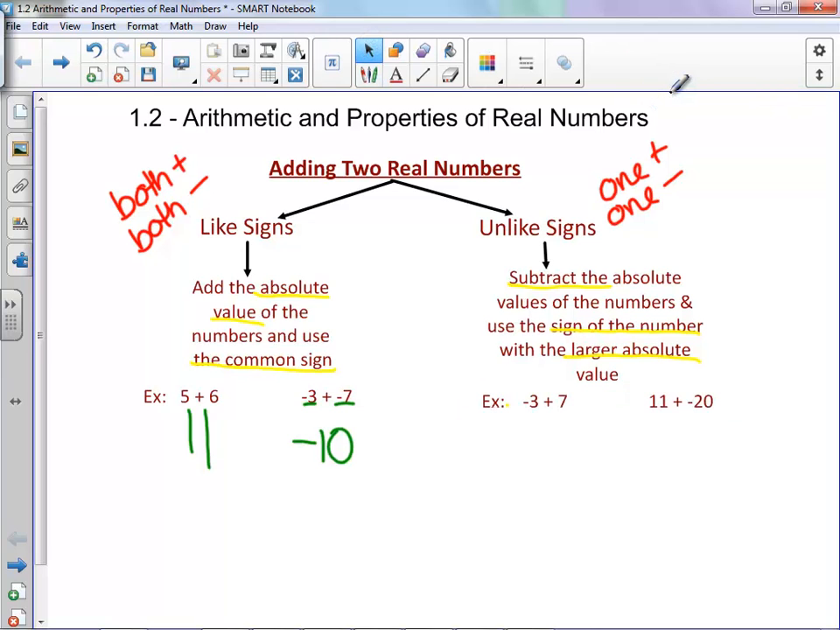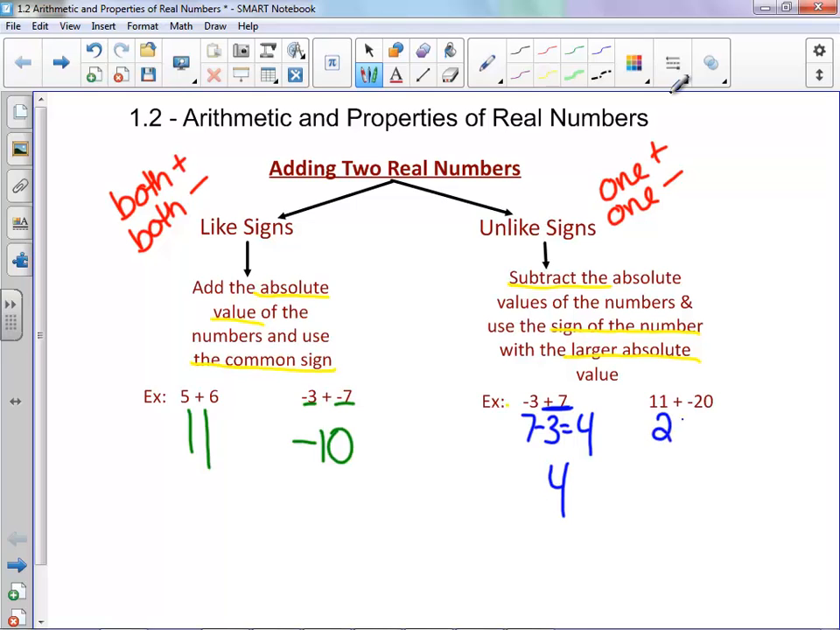So for example, if we have negative 3 plus 7, we would do 7 minus 3 is 4. The 7 was positive, so our 4 is positive. Likewise, with 11 plus negative 20, we'll do 20 minus 11 is 9. But notice this 20 was negative, so our 9 is negative.